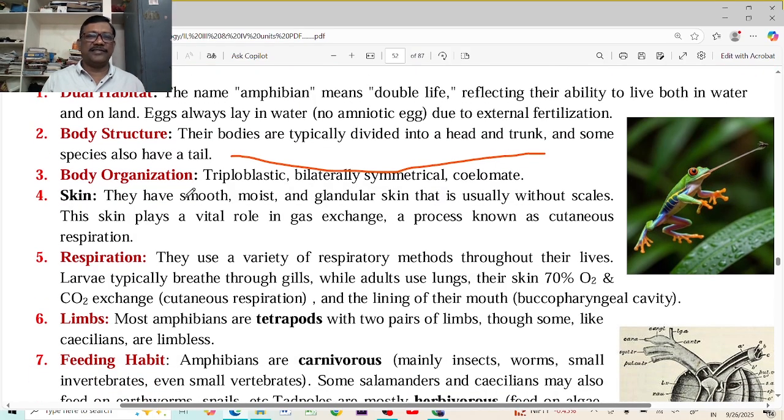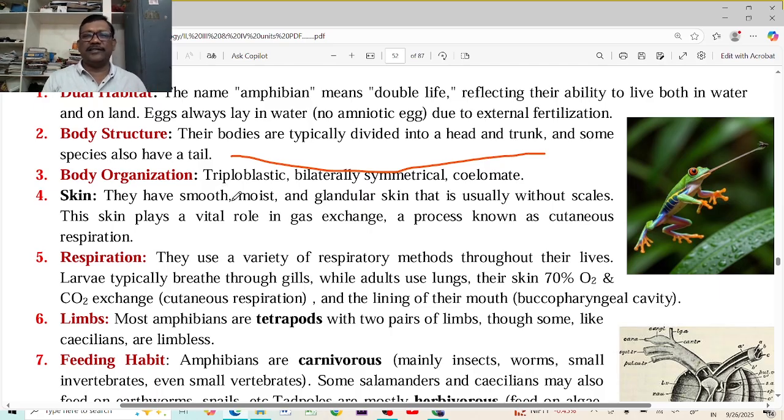The body organization is triploblastic. During embryonic development, three germ layers are present: ectoderm, endoderm, and mesoderm. After gastrulation, we can see these three germ layers, and from these three germ layers all the organs are developed. That is called organogenesis. This is after the gastrulation, when these three layers are formed.